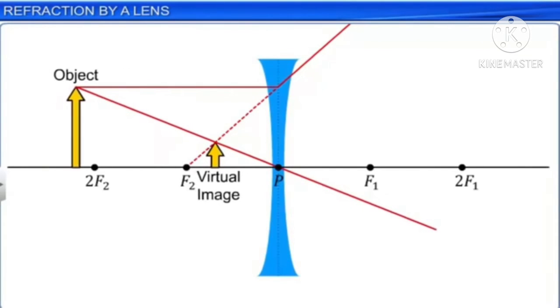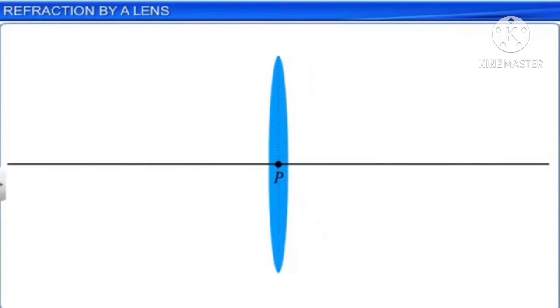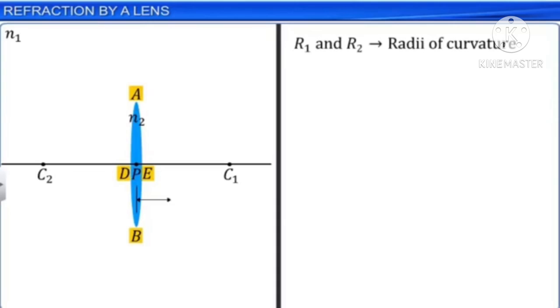Consider a double convex lens AB made of material with refractive index N2 and placed in a medium of refractive index N1. Let C1 and C2 be the centers of curvature of the two spherical surfaces ADB and AEB with their radii of curvature equal to R1 and R2 respectively. If a point object O is placed on the principal axis, its image is formed at I. Let U be the object distance and V be the image distance.